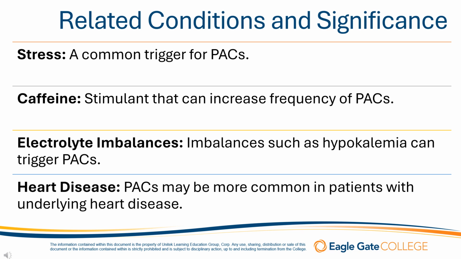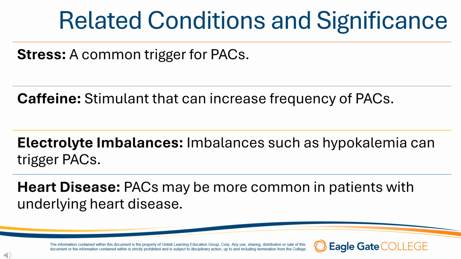Electrolytes like potassium, calcium, and magnesium play a crucial role in maintaining the heart's electrical stability. Imbalances in these electrolytes can disrupt normal cardiac conduction. Regular monitoring of electrolyte levels is important, especially in patients with a history of PACs. This includes checking blood levels of potassium, magnesium, and calcium. Correcting electrolyte imbalances involves dietary adjustments, supplements, or medication changes. Educate patients on the importance of a balanced diet rich in essential electrolytes.